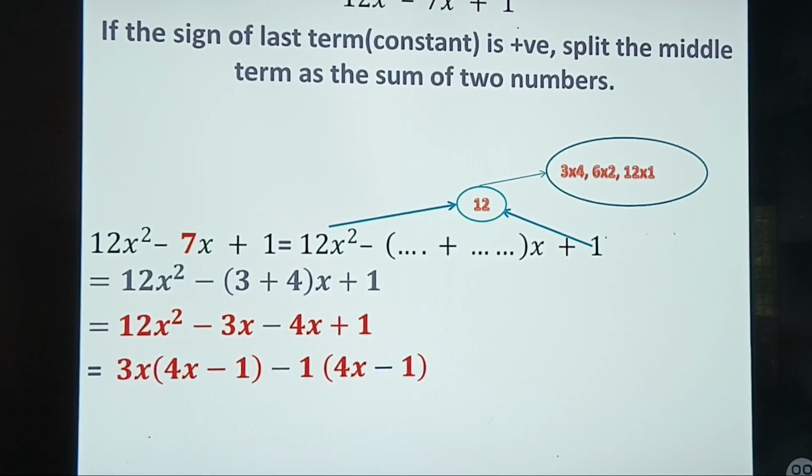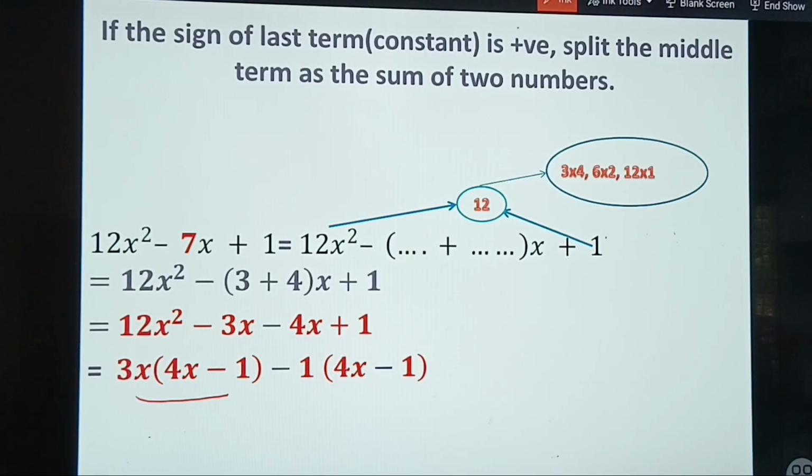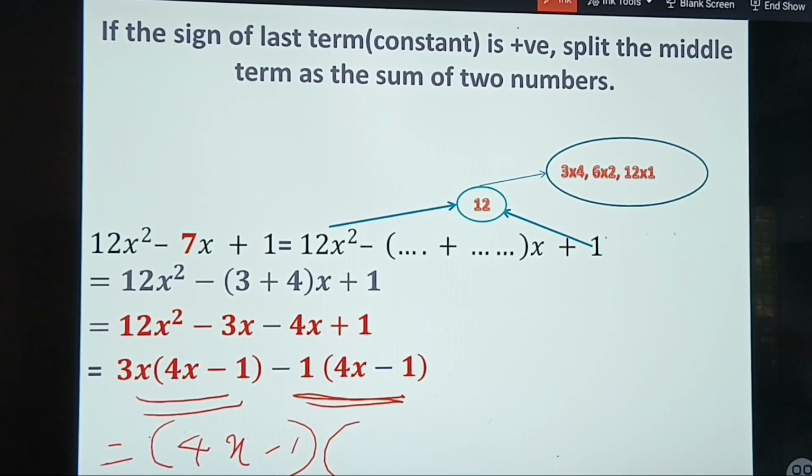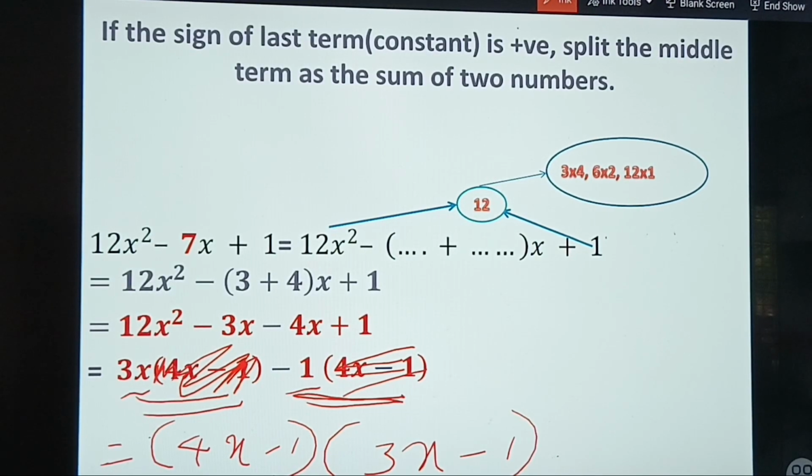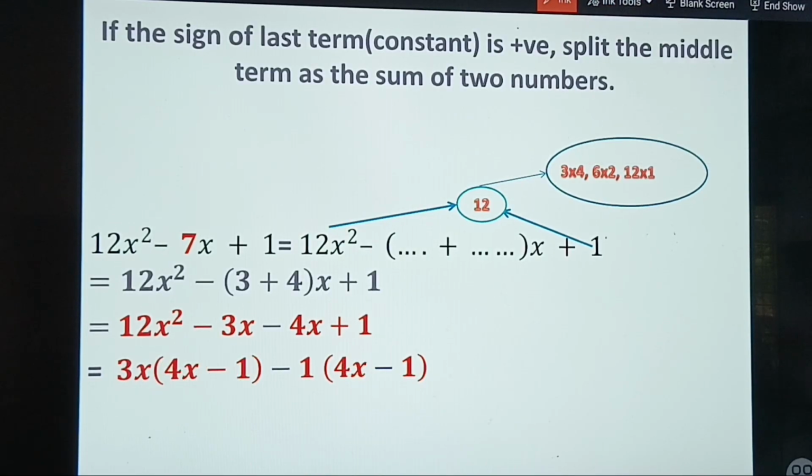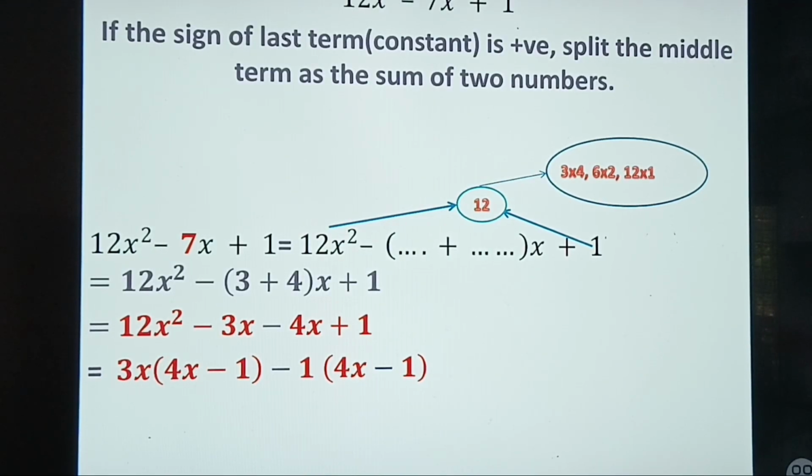Then take the first and last terms, these are the two groups, and take common. What is common to both? 4x minus 1 is common. When 4x minus 1 is taken common from both, what is left out is 3x here and minus 1 here, so 3x minus 1. This way we can factorize all of them. These are the factors. This is how we can factorize.